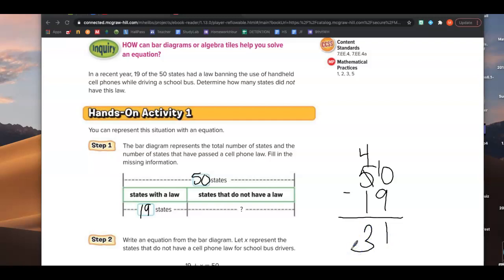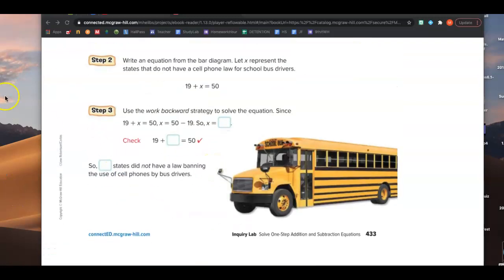So how many states do not have the law? 31 states. So we're going to write 31 there. So if we check it, 19 plus 31 gives me what? So it does work. So we know that there are 31 states that do not have that law.